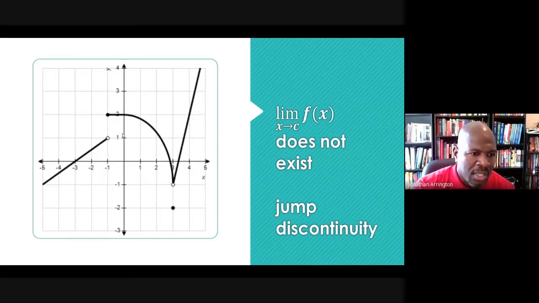And here's just another example of a jump discontinuity. So right here, as x is going to -1, the limit doesn't exist. And you can clearly see a jump. Now here at x equals -1, f of -1 is defined. f of -1 is 2. So you can have a jump and f of c can be defined, but what makes it a jump is that the left-hand side limit and the right-hand side limit are going to two different values. So the limit doesn't exist, and that's a jump discontinuity.